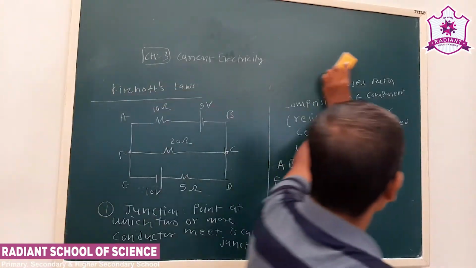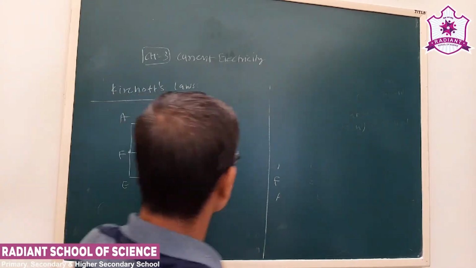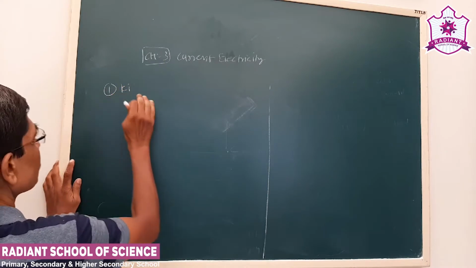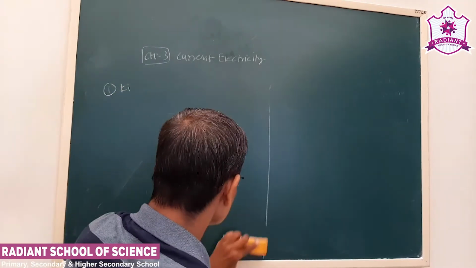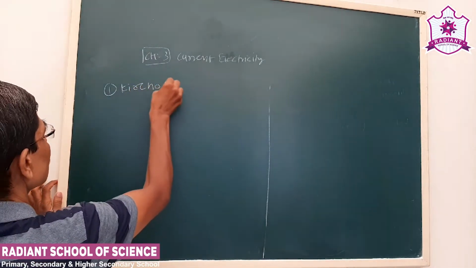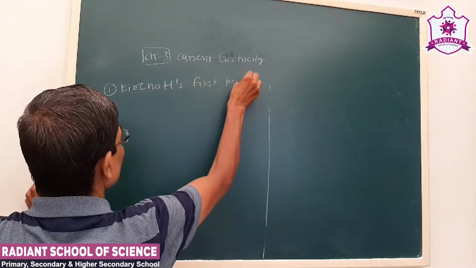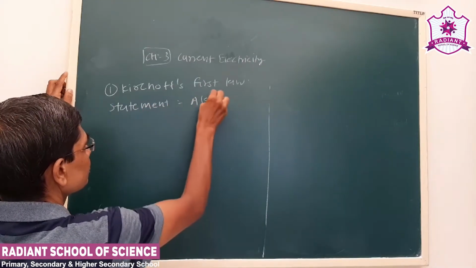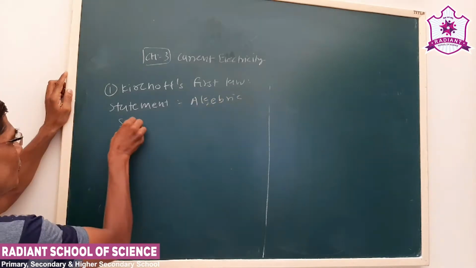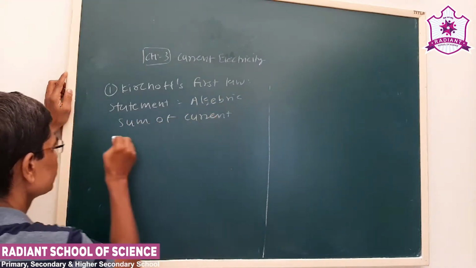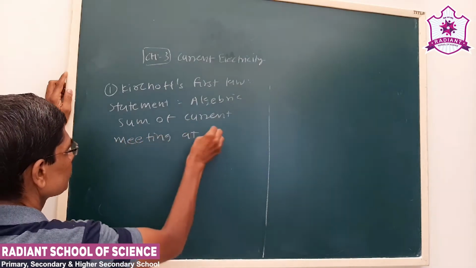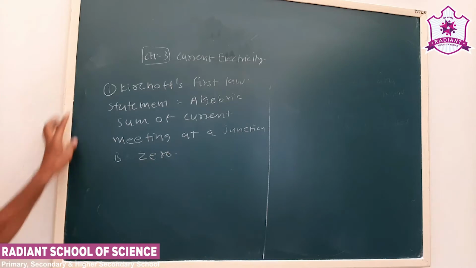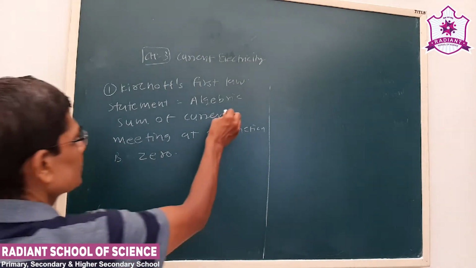Now we see the first law. See the statement: the algebraic sum of currents meeting at a junction is 0.